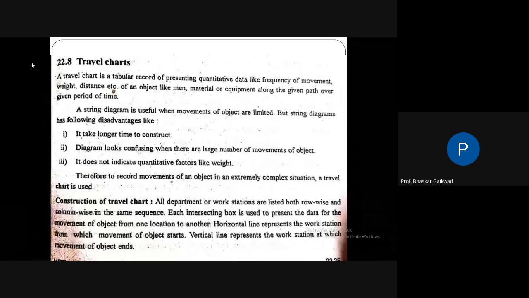Starting and ending. The horizontal lines indicate the starting point, and vertical lines indicate the end points. Only you have to remember starting and end point. Horizontal lines, it is the starting point. Vertical, that is the end point.